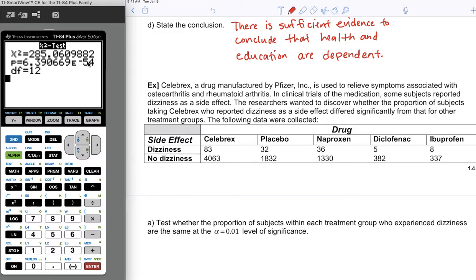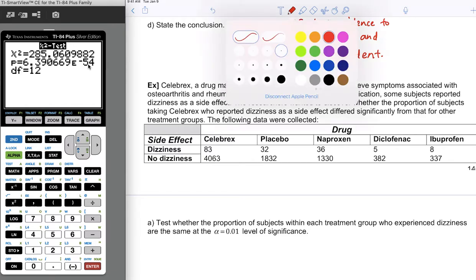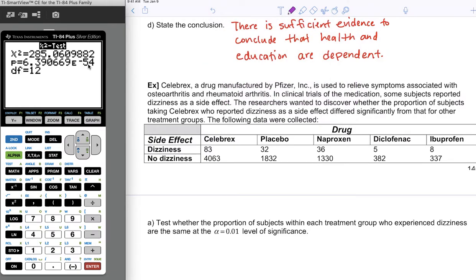The researchers wanted to discover whether the proportion of subjects taking Celebrex who reported dizziness as a side effect differed significantly from that for other treatment groups. The following data were collected. Test whether the proportion of subjects within each treatment group who experience dizziness are the same at the alpha equals 0.01 level of significance. So there's a couple of key words here as well. I'm seeing the word proportion showing up here, also here, the word same, the word differed.